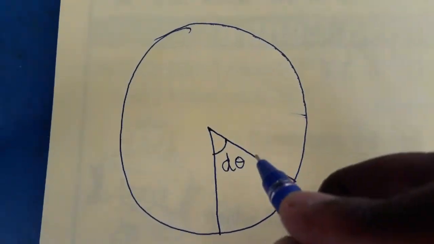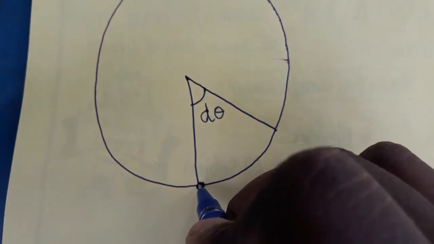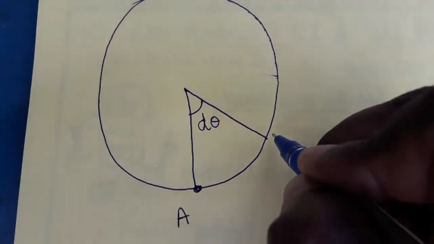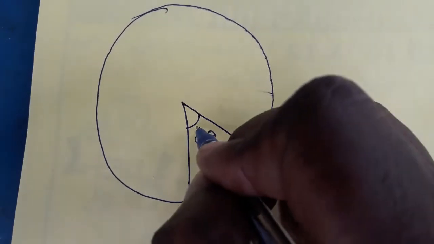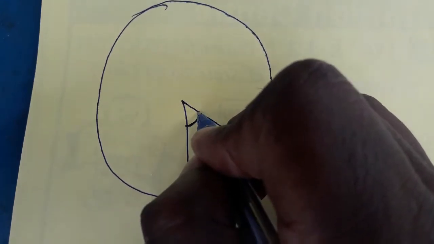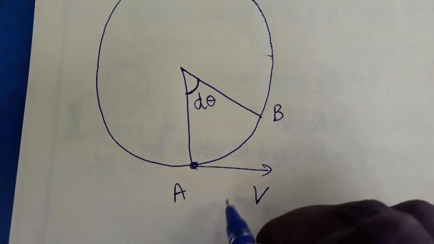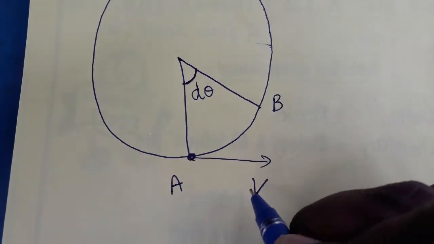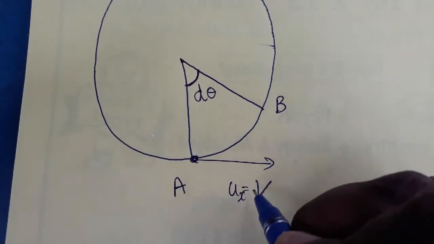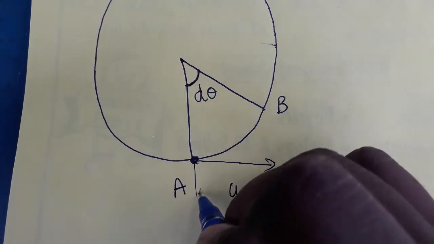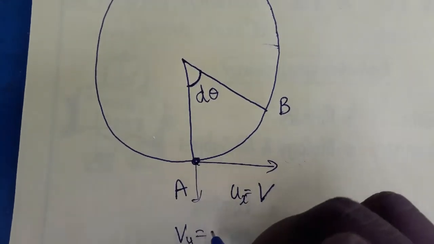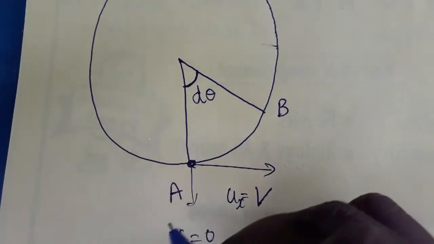I have taken an object moving in a circular motion, and two points, A and B. The angle between these two points I have taken as d theta. This side is the velocity, initially v. Initial velocity in the x axis will be v, and initial velocity in the y axis will be 0, because I am not given any velocity in the y axis, so I have taken it as 0.